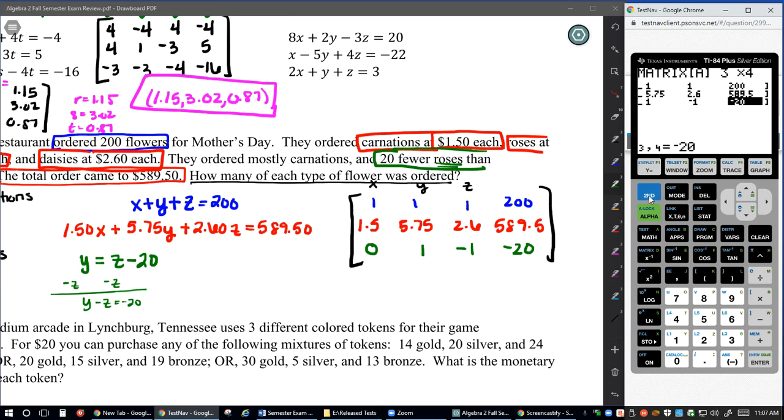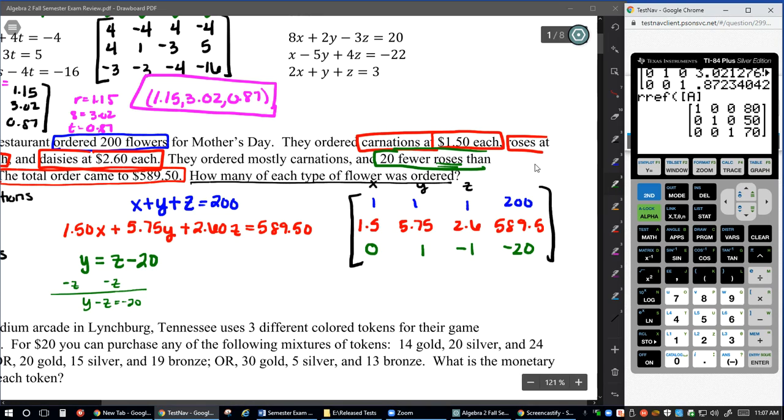Now that we're here, we're going to do second, quit, go back into the matrix, and then we're going to choose math and do RREF, and then tell it which one to do that on. Second matrix, and we're going to do A again, and press enter.